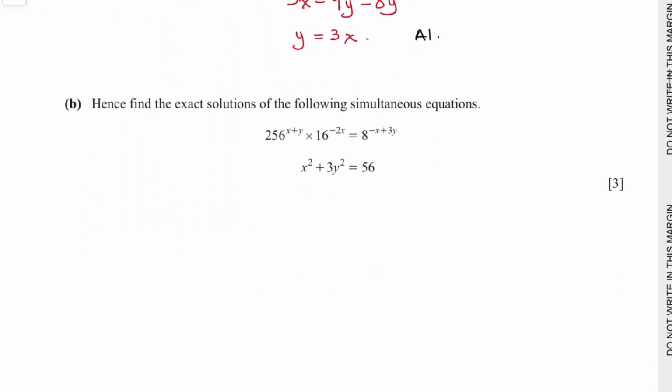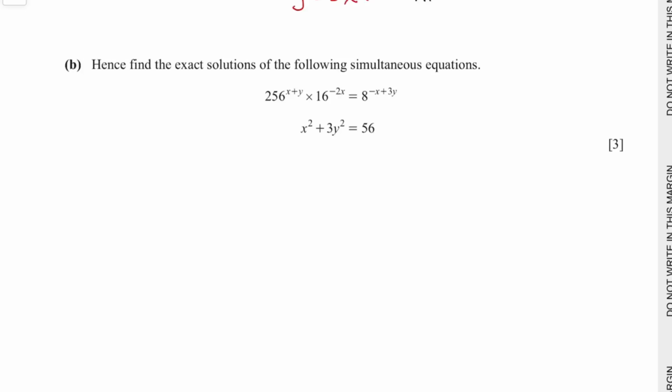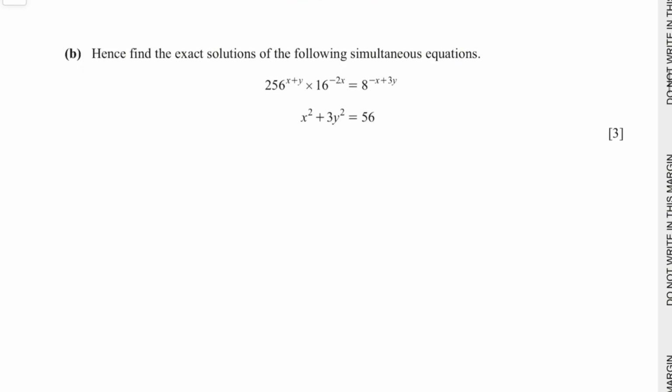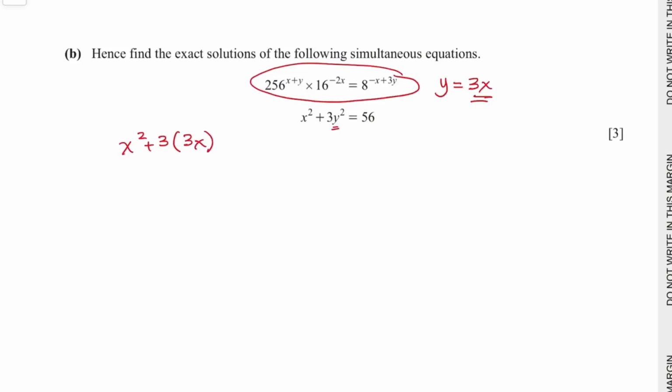Next, question B. Hence, find the exact solutions of the following simultaneous equations, right? Now, first equation here, you can just simplify this into, because you have shown that this is just y equals to 3x. Okay, now this is simultaneous equation. You can do this together by substituting your y with 3x. So you can have there x squared plus 3 times 3x squared is equal to 56. You just need to expand and simplify.